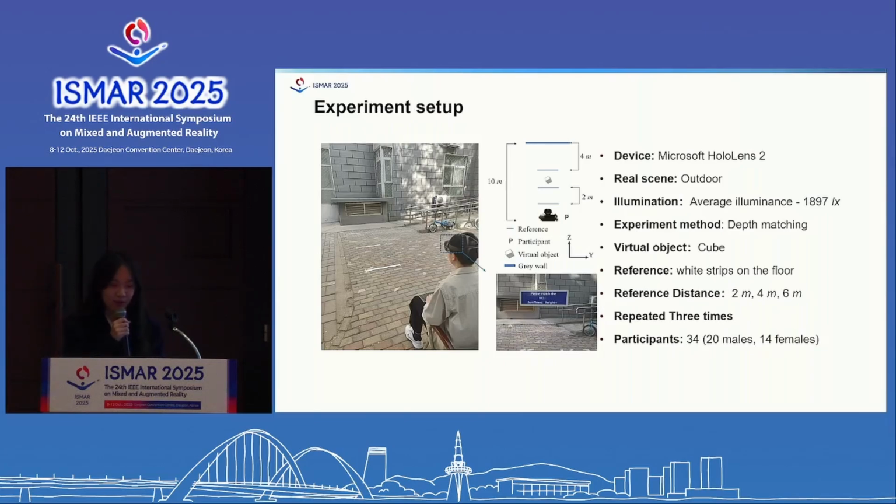Here is our experiment setup. In our experiment, we used Microsoft HoloLens 2 in an outdoor environment, and the average luminance was measured. We used a depth matching experiment, and the virtual object is a single cube. The references are the white strips on the floor. The participants should adjust the cube until it matched the white strip on the floor, and the reference distance was set at 3 levels from 2 meters to 6 meters. Each experiment was repeated 3 times, and there were 34 participants in total.